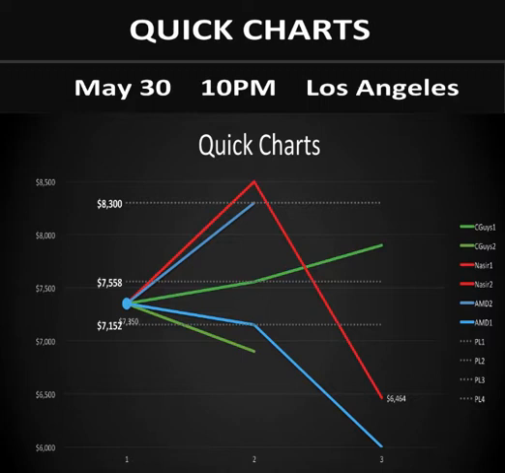Today we have another quick charts presentation. It is May 30th evening time, going over Los Angeles time because New York is already in the AM. So it's about 10 p.m. Los Angeles time. And we have three analysts.